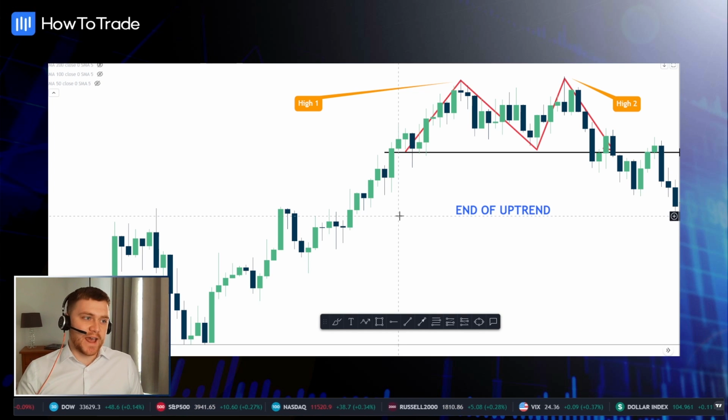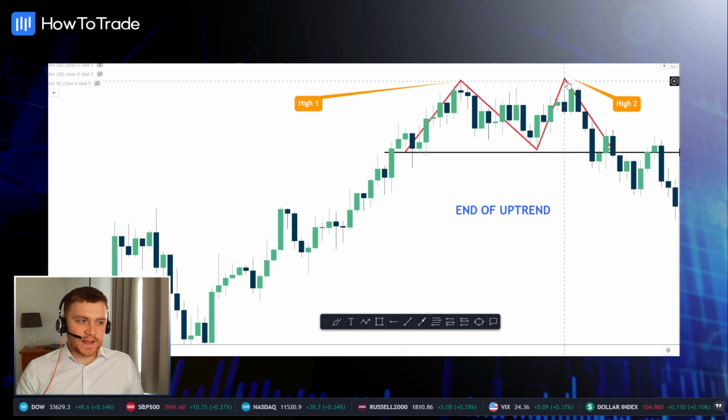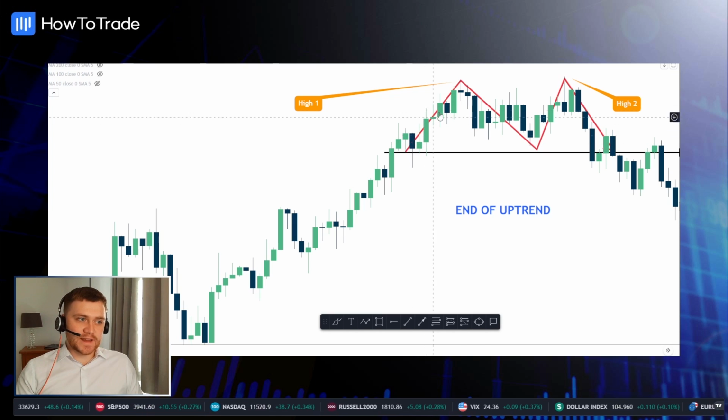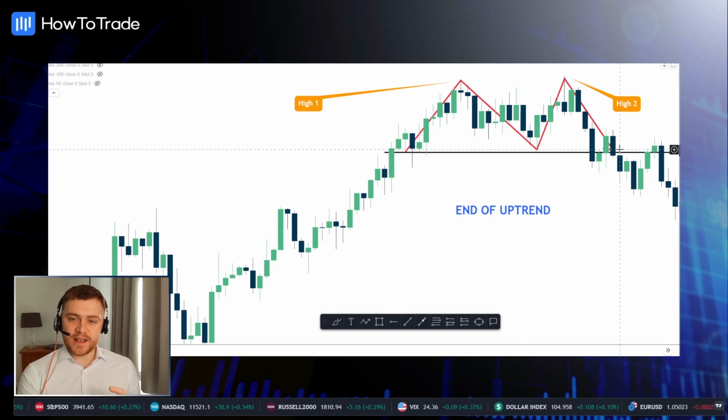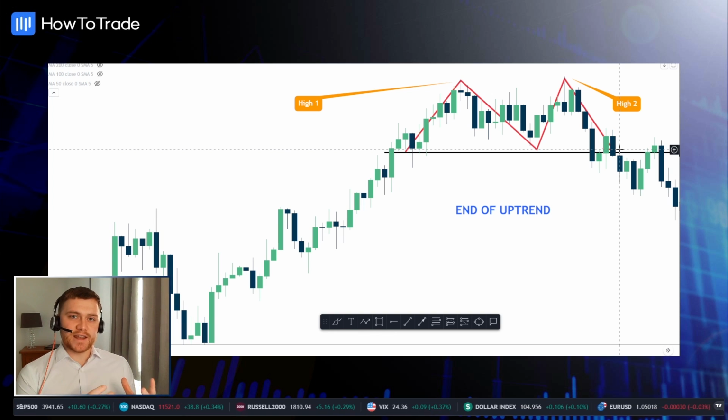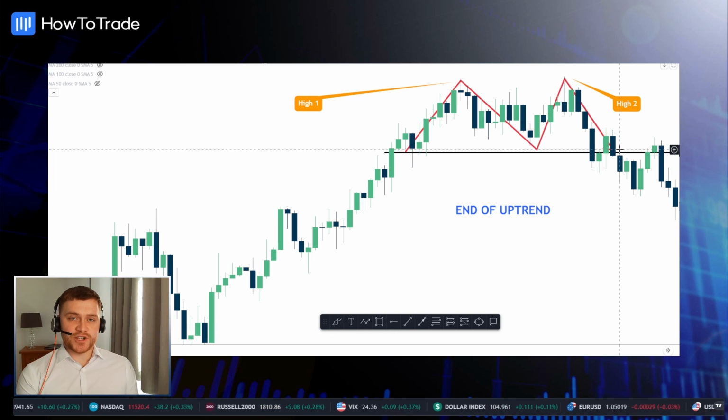With the double top, it's the M. So we mark our two highs here, and this to us, we've got the baseline of the M, we've got the two highs, and then we've got this neckline here. And you can see that those double tops have indicated there's potentially a change in trend.